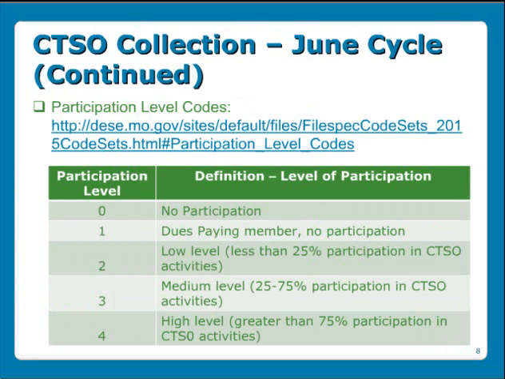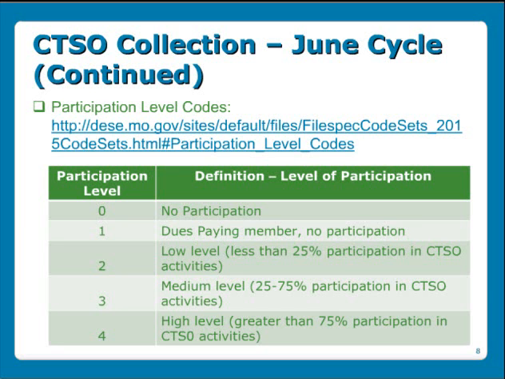Also new to MOSIS reporting is the level of participation. These level codes may be found at the link provided. The different levels of participation and definitions are: 0 participation level is no participation. 1 is dues paying member, no participation. 2, low level, less than 25% participation in CTSO activities. 3, medium level, 25 to 75% participation in CTSO activities. And 4, the high level, greater than 75% participation in CTSO activities.